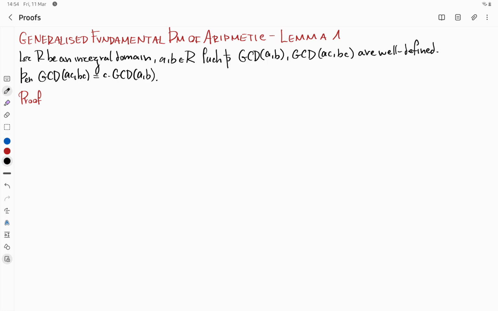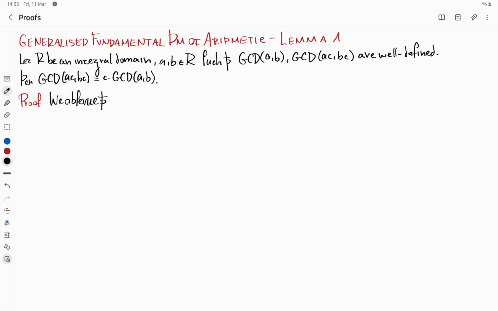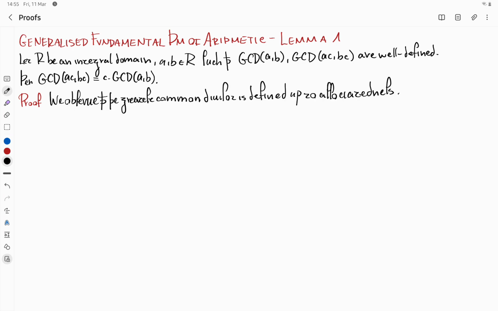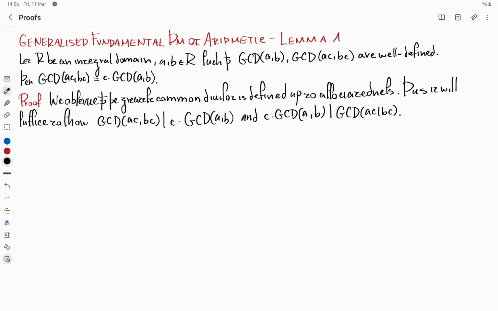Alright, so first we observe that the greatest common divisor is defined up to associatedness. Thus, it will be sufficient to show that the left-hand side of the equality divides the right-hand side and vice versa. In other words, we are proving that the left-hand side is associate to the right-hand side. And for our own comfort, we'll put u equal to the left-hand side.